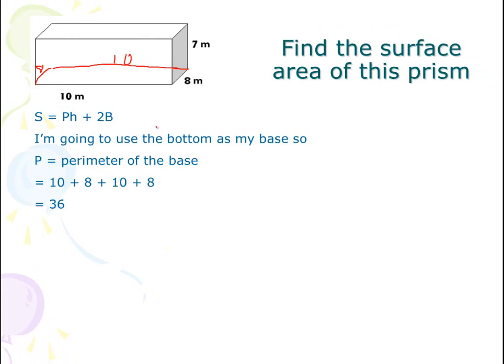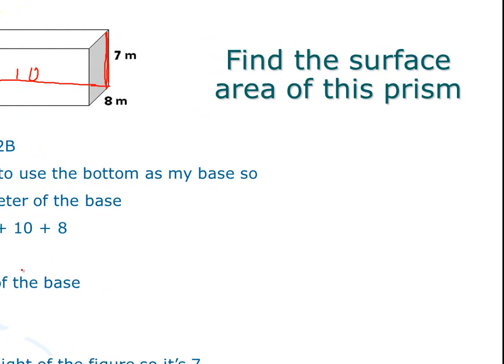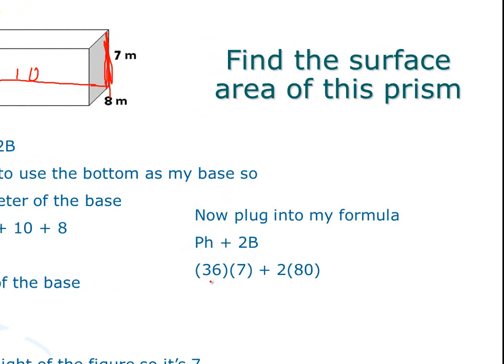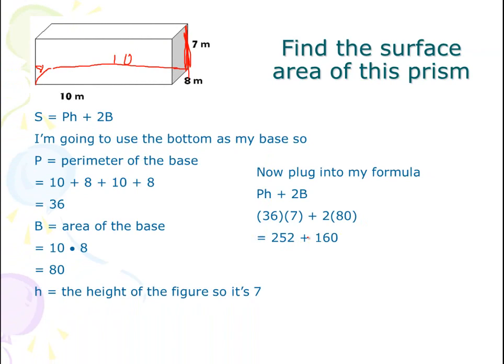Now I need to find the area of my base. How would I find the area of the bottom piece? Correct, 10 times 8, which is what? 80. So now my height is how tall my figure is, and that's 7. So now I'm going to plug everything I know into the formula. My formula is perimeter of the base times the height of the figure plus 2 times the area of the base. So the perimeter is 36, the height of the figure is 7, plus 2 times the area of the base, which is 80. 36 times 7 is 252, plus 2 times 80 is 160, and then I add those together and I get 412 meters squared.